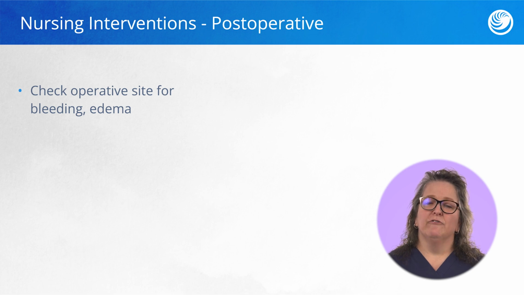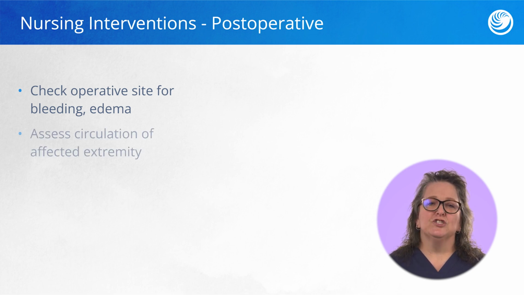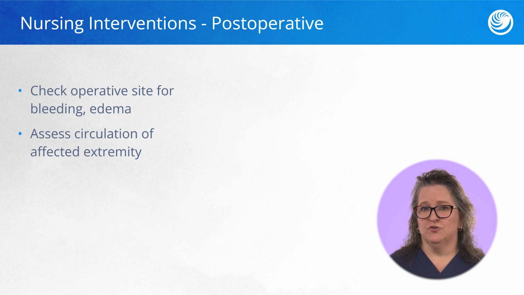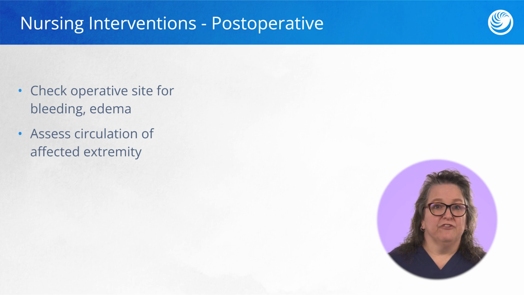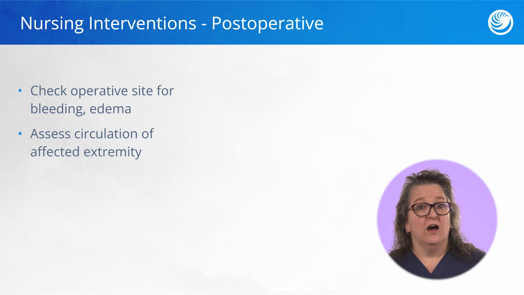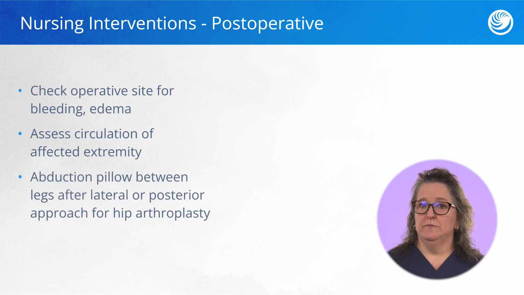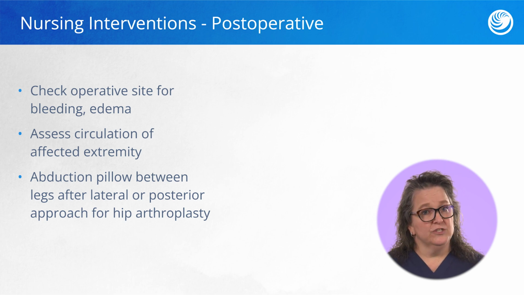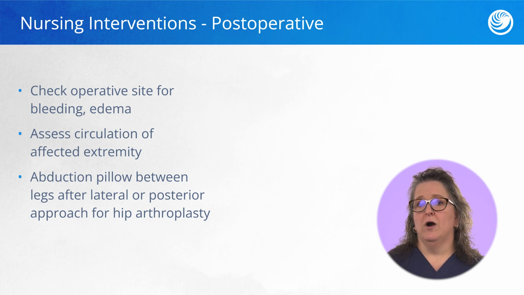Check the operative site for bleeding and edema. And check circulation of the affected extremity, those neurovascular checks. Distal pulses: is the foot the same color and temperature as the other foot? Sensation, capillary refill. An abduction pillow may be placed between the legs after the lateral or posterior approach is used for hip arthroplasty. A special pillow is placed between the legs, or a couple of regular bed pillows can be used. This will help the client avoid adduction.